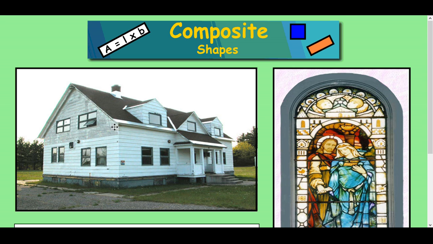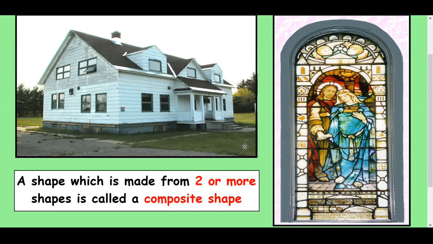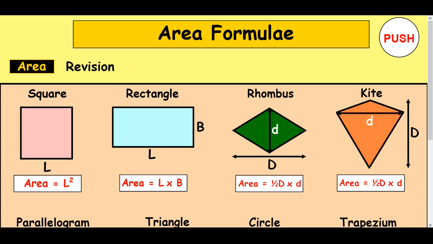You've got a rectangle here and then a triangle on the top that composes that end bit of the house. Again, here's a stained glass window here, and you can see it's composed of a rectangle with a semicircle on top. So we're going to look at how to calculate the areas of these things. I'm not actually going to go into circles work because we haven't done that so far. Right, I'm going to look at 3 examples now.